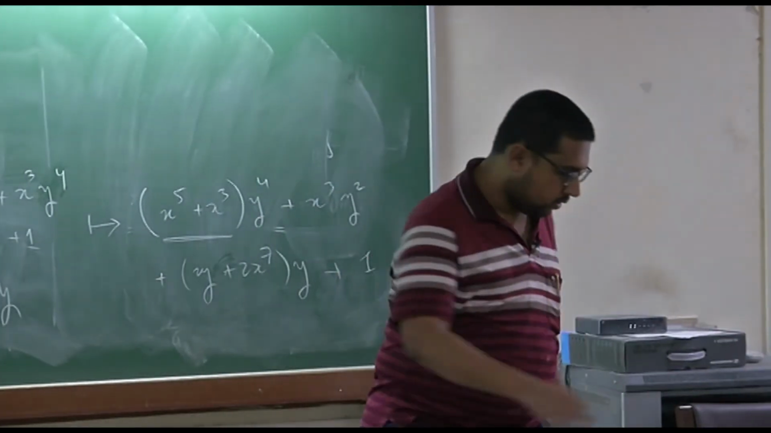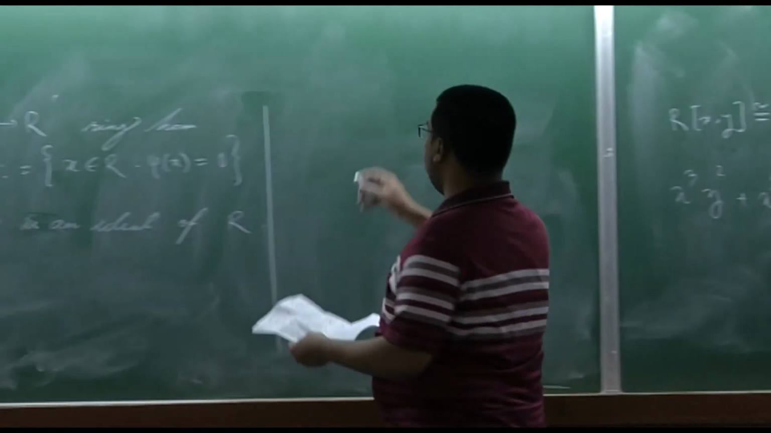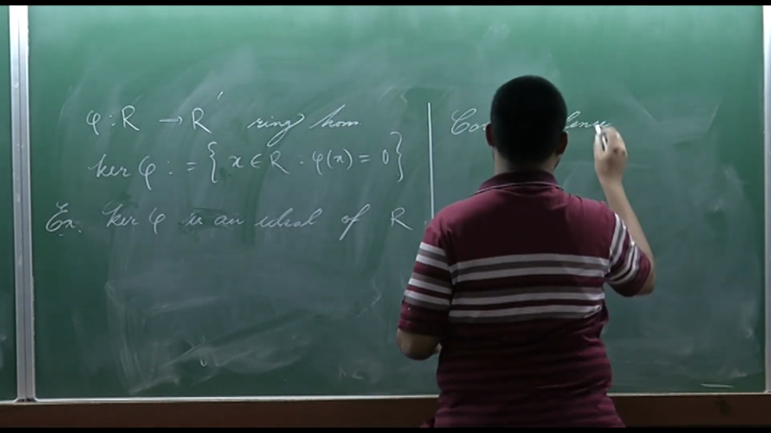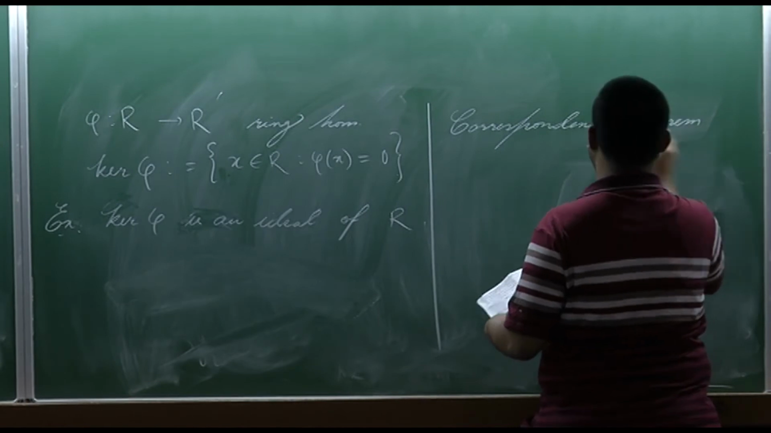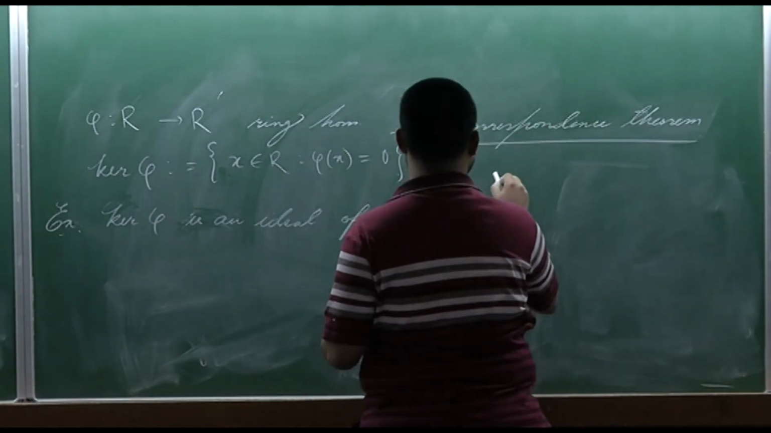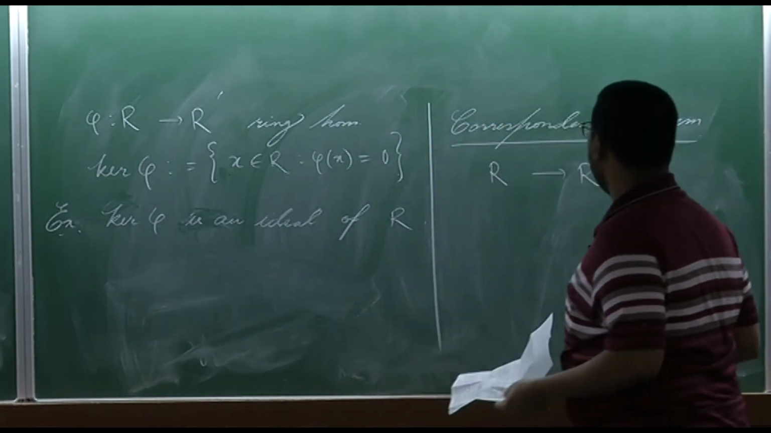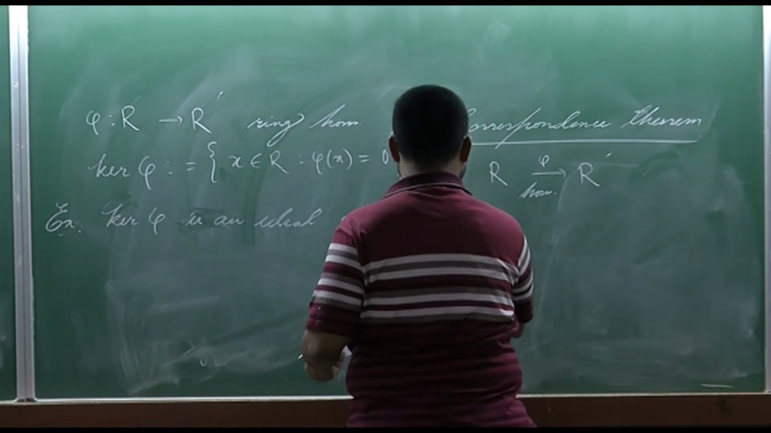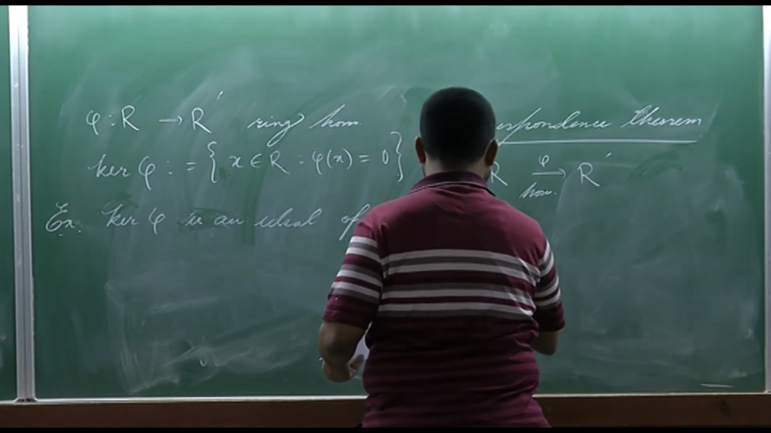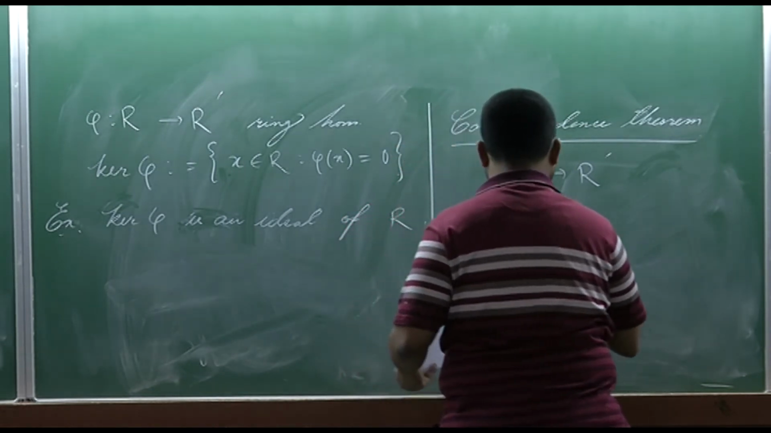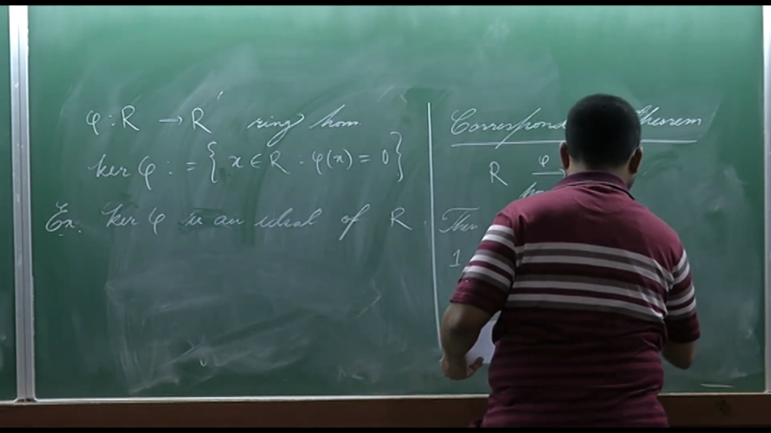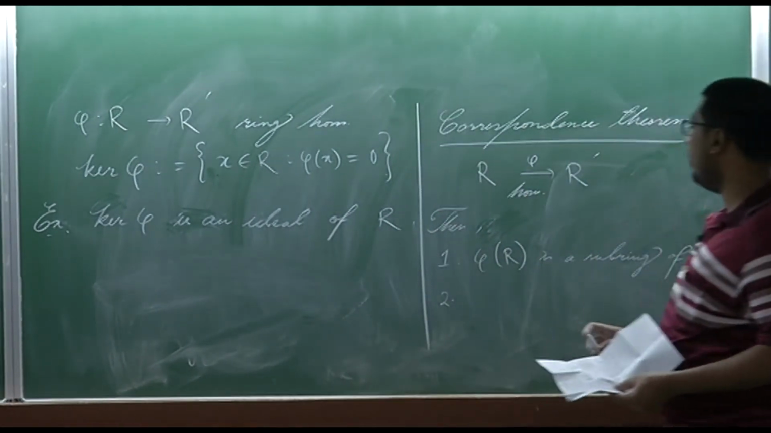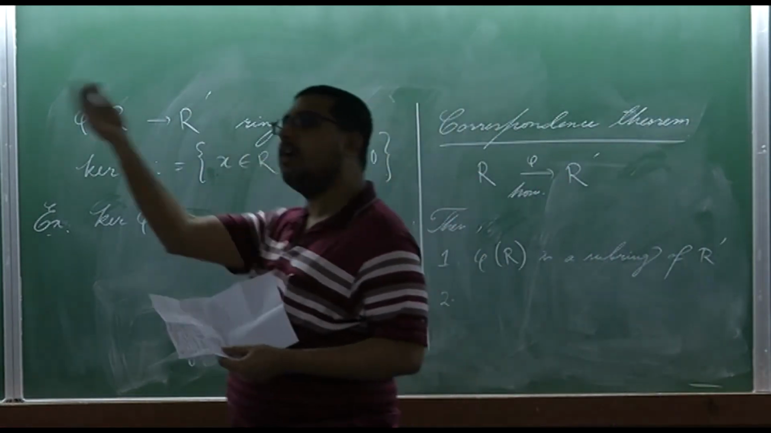So let me directly write down the correspondence theorem. What does the theorem say? Suppose from R to R prime you have a ring homomorphism. The first observation is that of course phi(R) is a subring. That is immediate. The second thing is now the main point, the exchange of ideals.